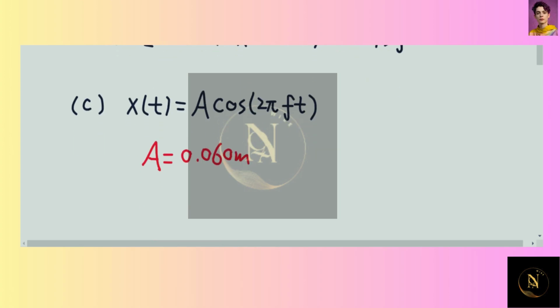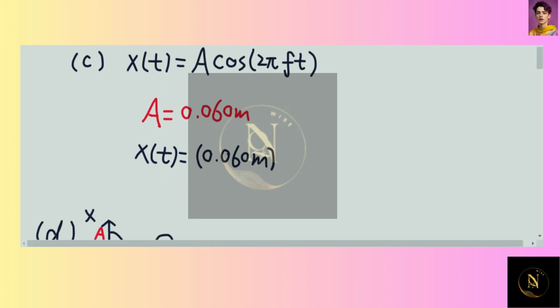And so question C was asking us the position versus time function. So we know x(t) should be equal to A cosine 2 pi ft. Since we don't know the frequency in this question, the position versus time function should just be like this, because we know the amplitude, which is 0.060 meter. And then cosine 2 pi ft.